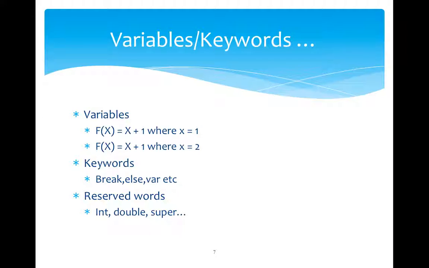Similarly, here in the second line I have written f(x) = x + 1. Again, if I put 2, it results in 3. So here, if the value of x changes, the output also changes. In this case, x is called a variable.